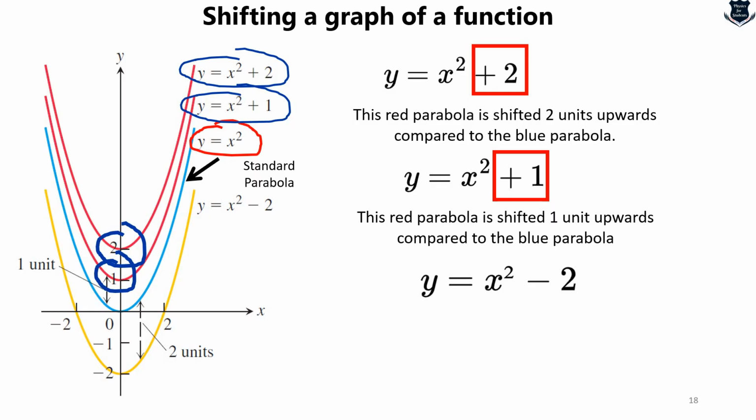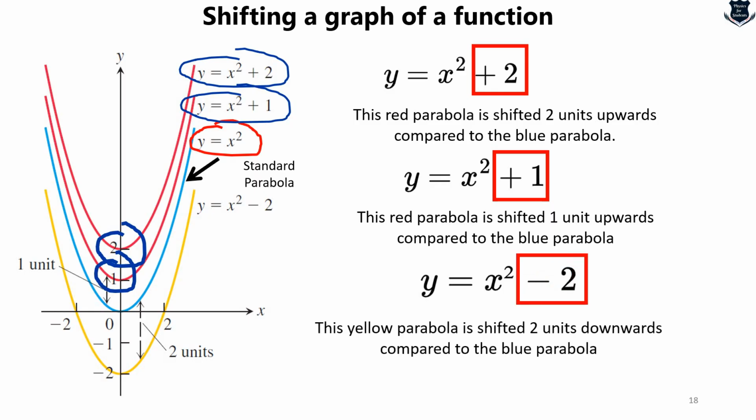The third case we take is y equal to x squared minus 2. So here the yellow parabola is shifted 2 units downwards compared to the blue parabola, and its vertex is (0, -2). Here it is, it is (0, -2). So in this way you can very easily shift the graph of a function.